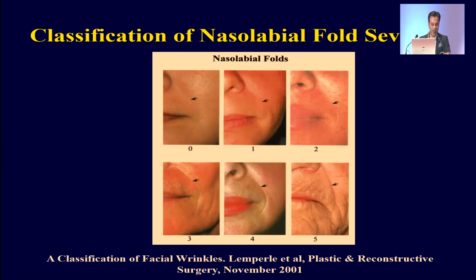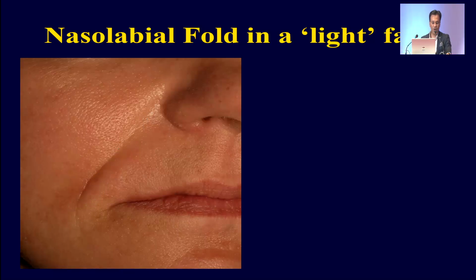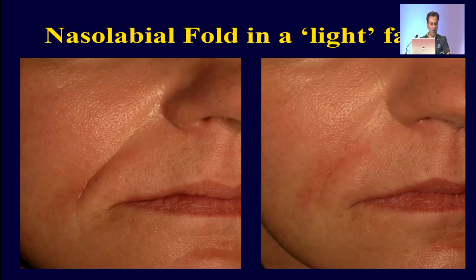This is an interesting paper. I would request everyone to read this. It's by Lamperl. It talks about how the nasolabial folds age and what the different classifications of the nasolabial fold severity are. But for a face like this, which has just a line, it's just a valley, it's very simple. You can take some filler and you can put it just below the skin, and this is the sort of result you get immediately after. Obviously, the filler will absorb more water and it will become more set over a period of time, and you'll see better results over a period of time.